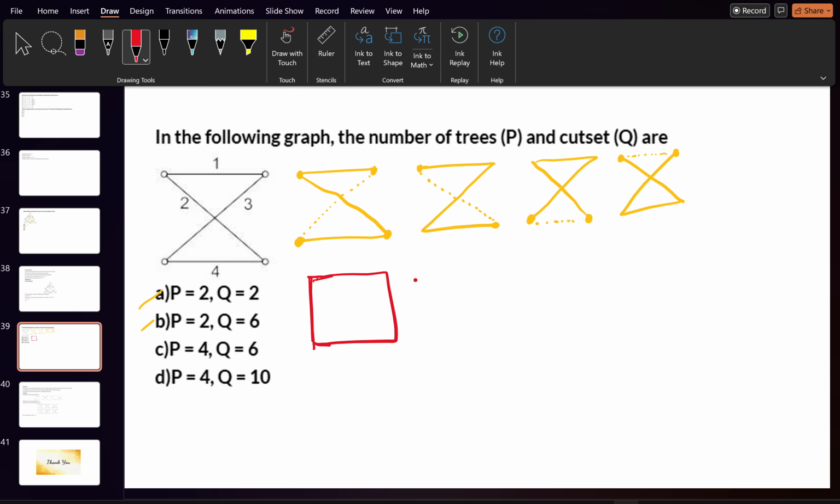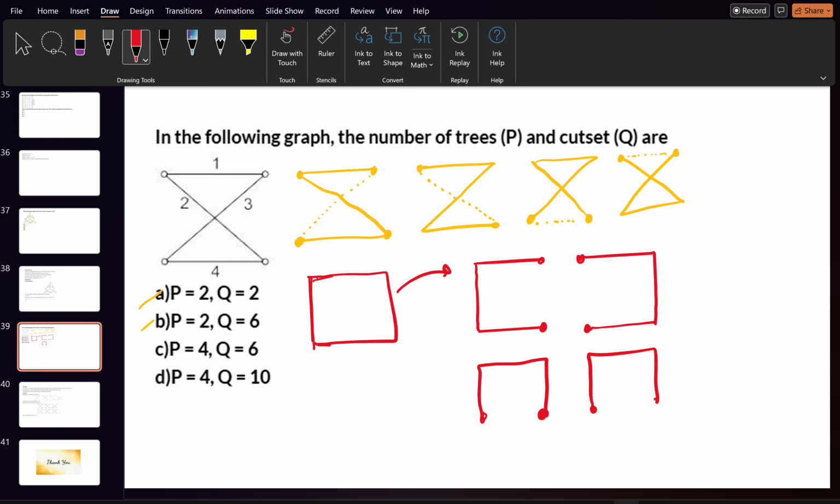If you see, you can form a tree like this. You can form a tree like this. All nodes are connected. And you can also form a tree like this. You can also form a tree like this. So the four trees are possible in the square also.